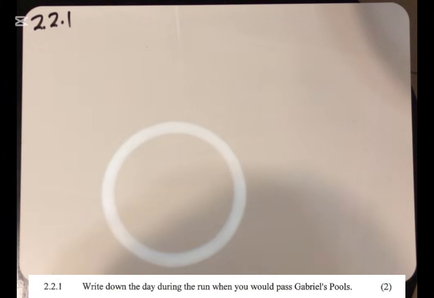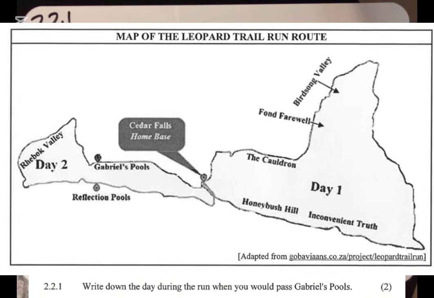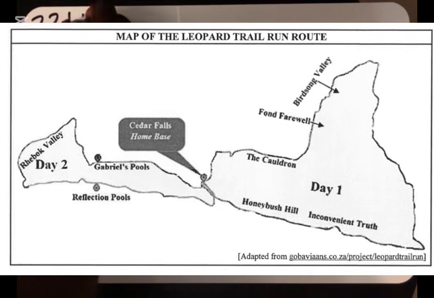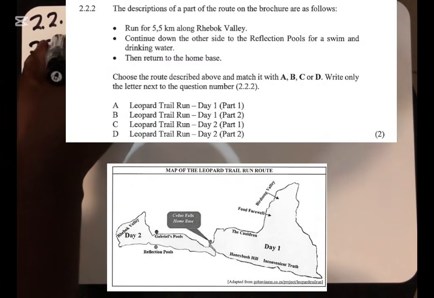Write down the day during the run when you will pass Gabriel Pool. If you look at Gabriel Pool here, it is found where? In day 2. Gabriel, it's found in day 2. We're just gonna say day 2. And then 2.2.2.